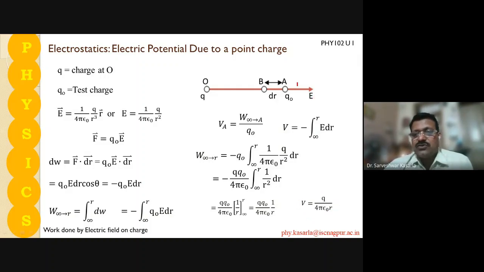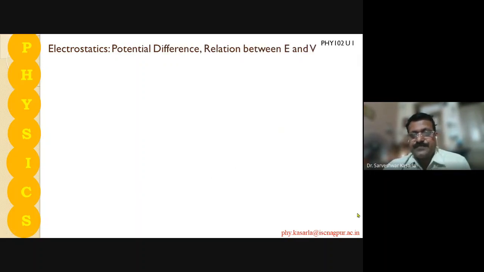So these are very simple concepts. What is the concept here? Work done is equal to force into displacement. By using this concept and the expression of intensity, we have derived this expression. So let us continue with this.